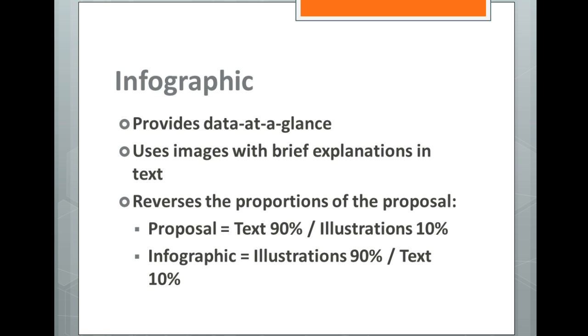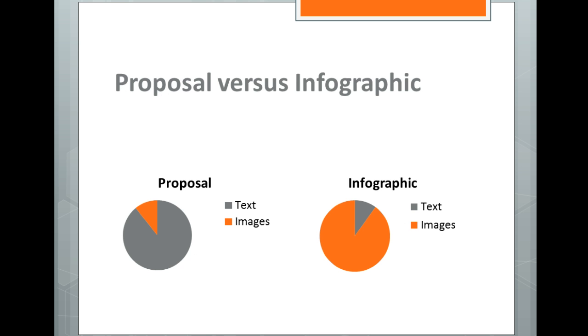An infographic provides data at a glance through the use of images and brief descriptions in text. The infographic actually reverses the proportions in your proposal. Whereas the proposal is mostly text with a few images or illustrations, the infographic is entirely made up of images with only brief explanations or statistics shown in text. You can see here the text to illustration proportions in the proposal and in the infographic, and again in this chart.